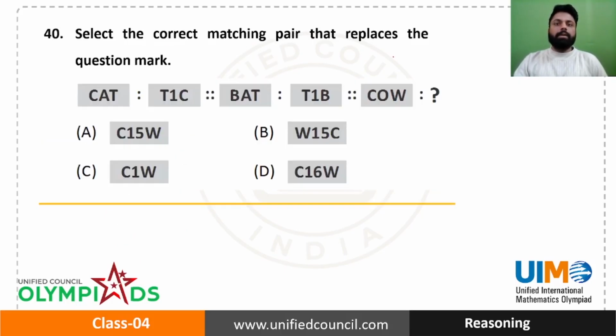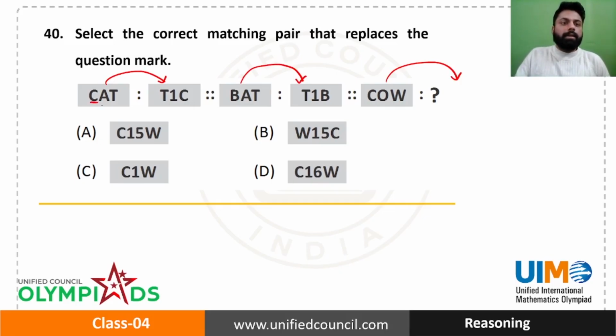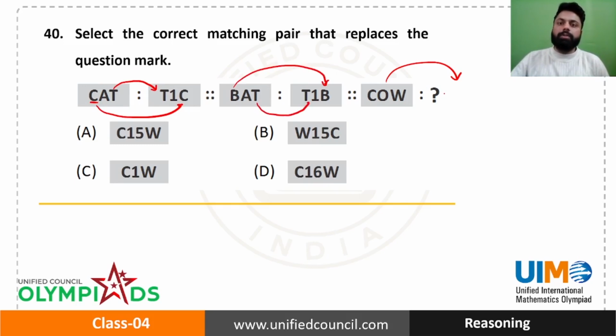Select the correct matching pair that replaces the question mark. Cat, bat, and cow. So see, first letter is going at last. Last letter is coming at first. Same is over here. First letter is going at last. Last letter at first. So here, last letter is here. First letter is here, and then in between, A comes at the first position. A comes at the first position.